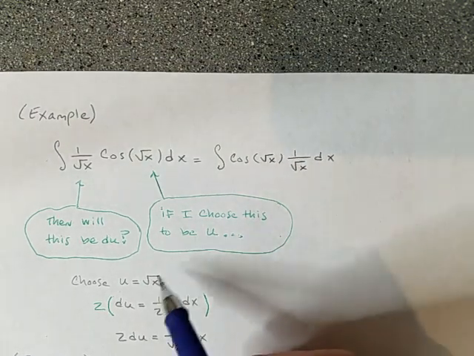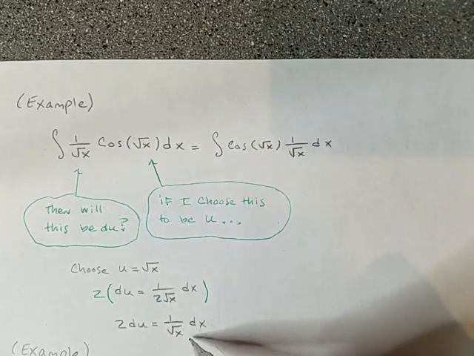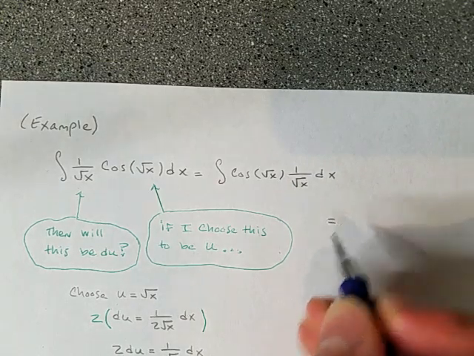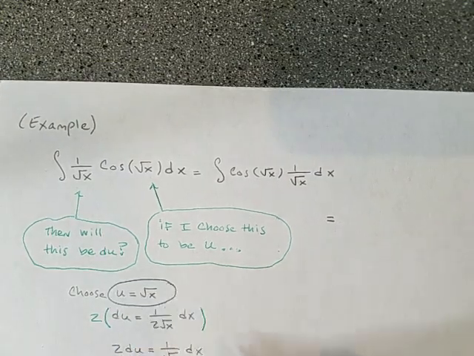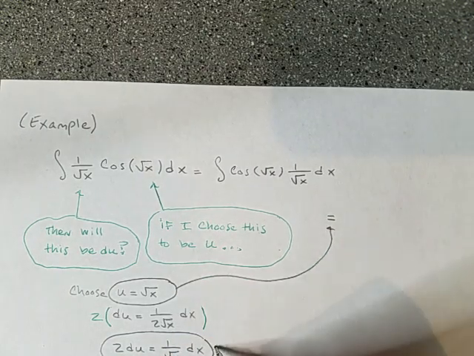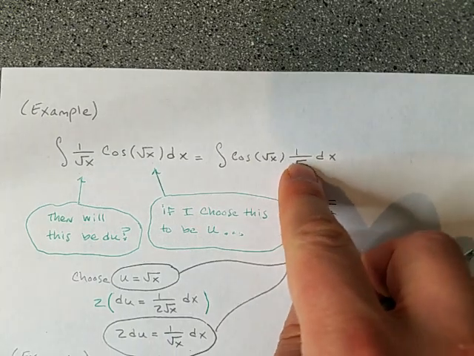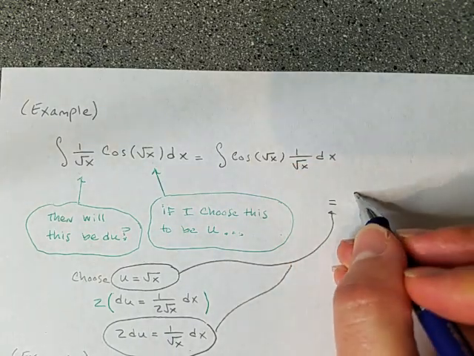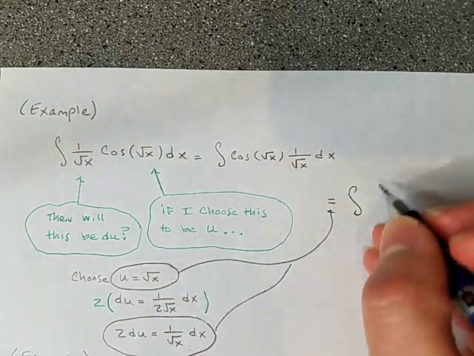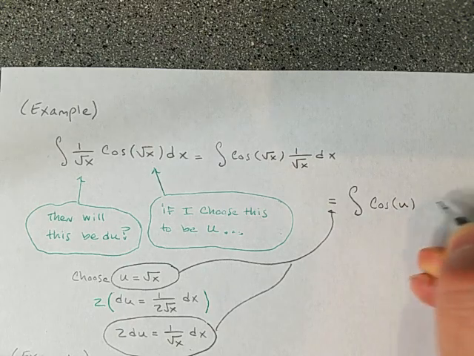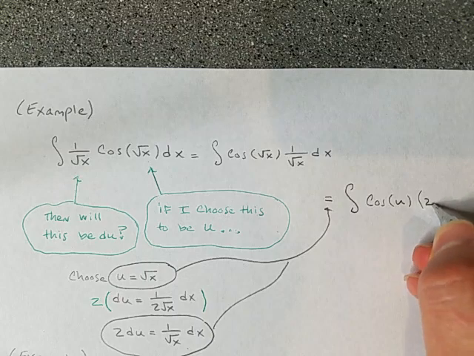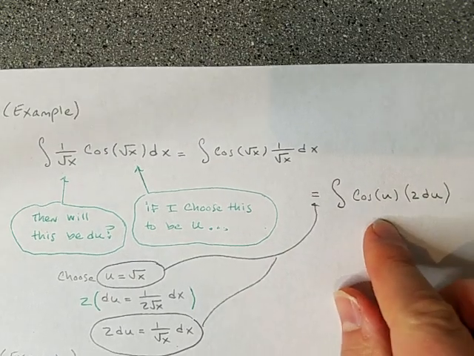That fits. There's u. There's the du. Okay? So, all right, here's what we're going to do. Between this and this, we will substitute successfully. All right, so here goes. This will be cosine root x. That'll be cosine u. Okay? And then 1 over root x dx, that will be 2 times du. So there you go. The substitution was successful.